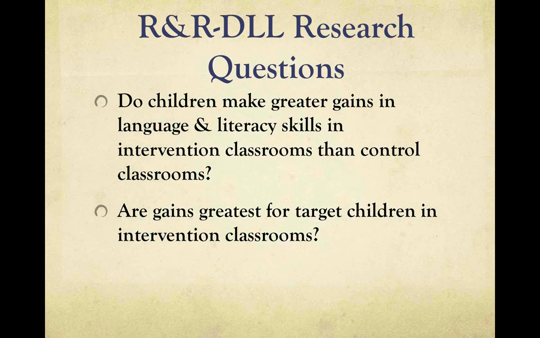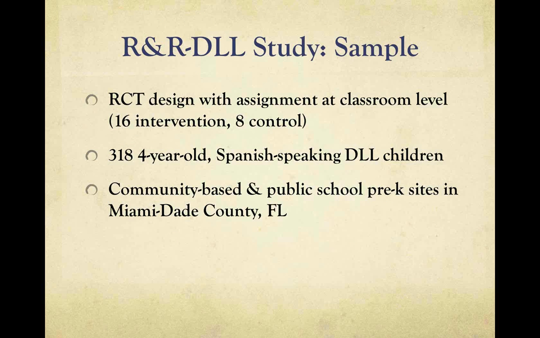Okay, so who did we work with in this study? We did a randomized control design with assignment at the classroom level. We had 16 classrooms that implemented the intervention and 8 that were considered the control classrooms. In all, we worked with 318 Spanish-speaking dual language learner children who were 4 years old. We worked with a couple of different types of pre-K sites in Miami-Dade County, Florida. Some were community-based sites and others were public school pre-K sites.